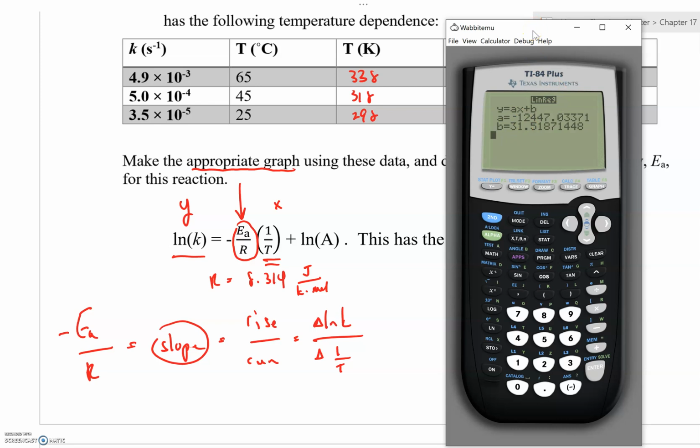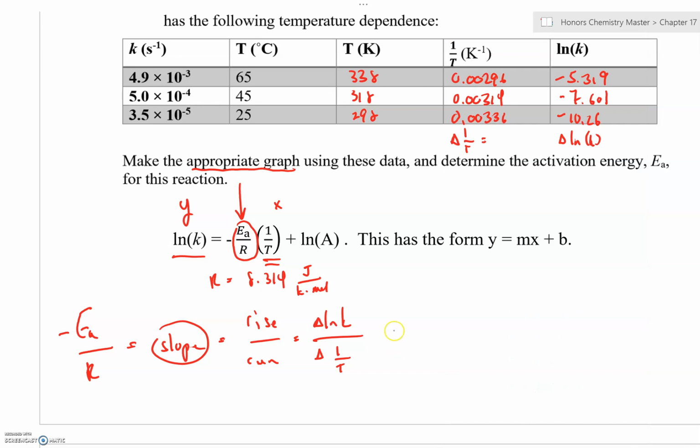12,447. Now, if I was really going to be a stickler, I would be paying attention to units, but let's not worry about that.